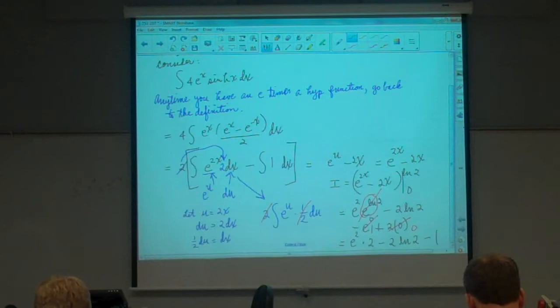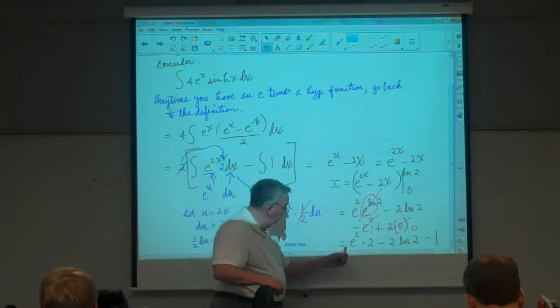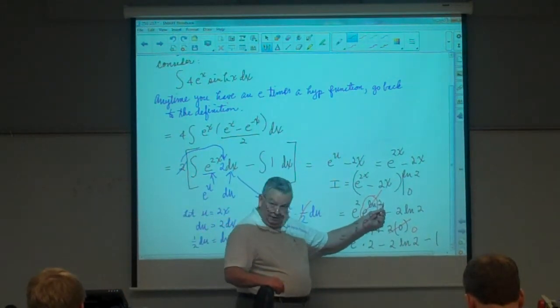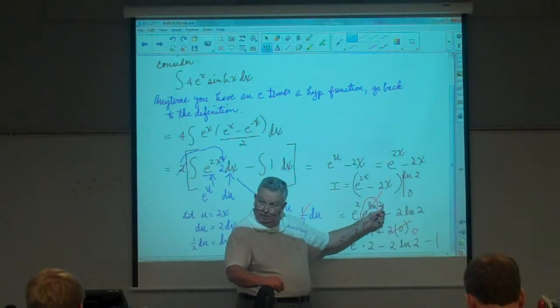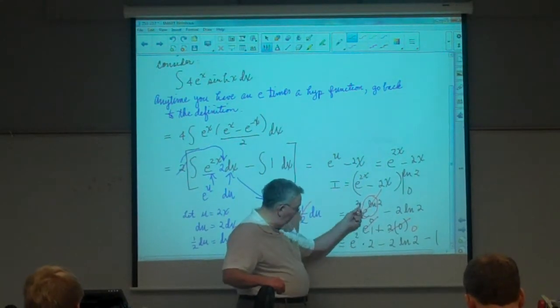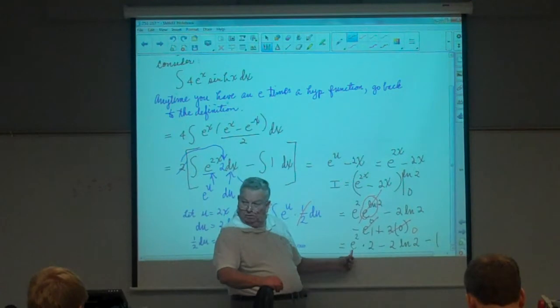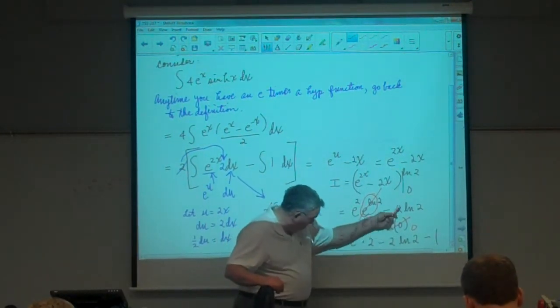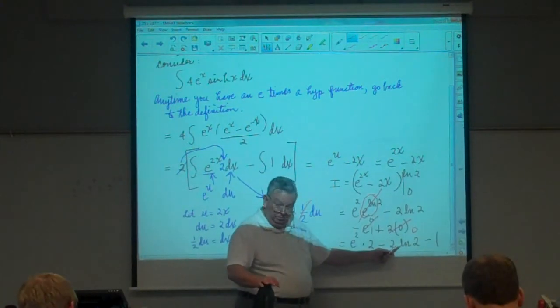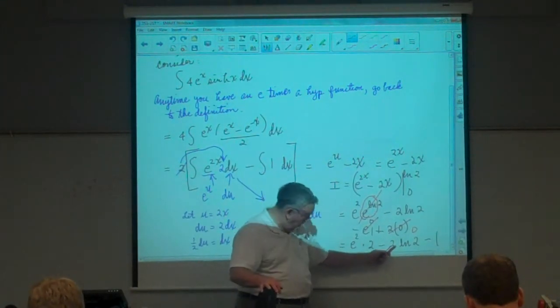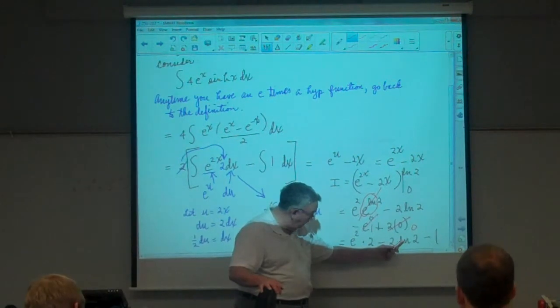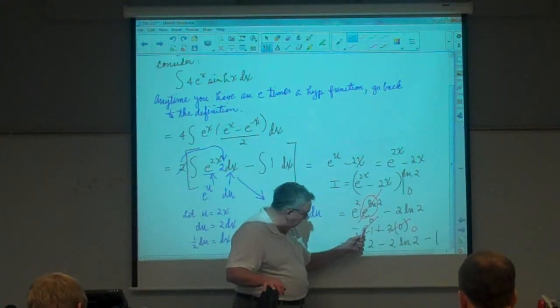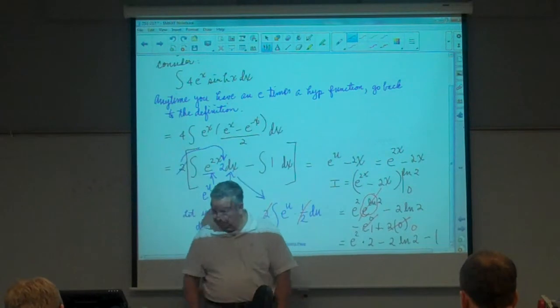Does that look right to you? This is just a 2, isn't it? Right? So 2 times e to the 2, isn't that what I've got here? Right? And then minus 2 log 2, that's about as good as I can hope for. I could call it log 4, but I don't know if that's any better. And then I remembered to tack this negative 1 on.